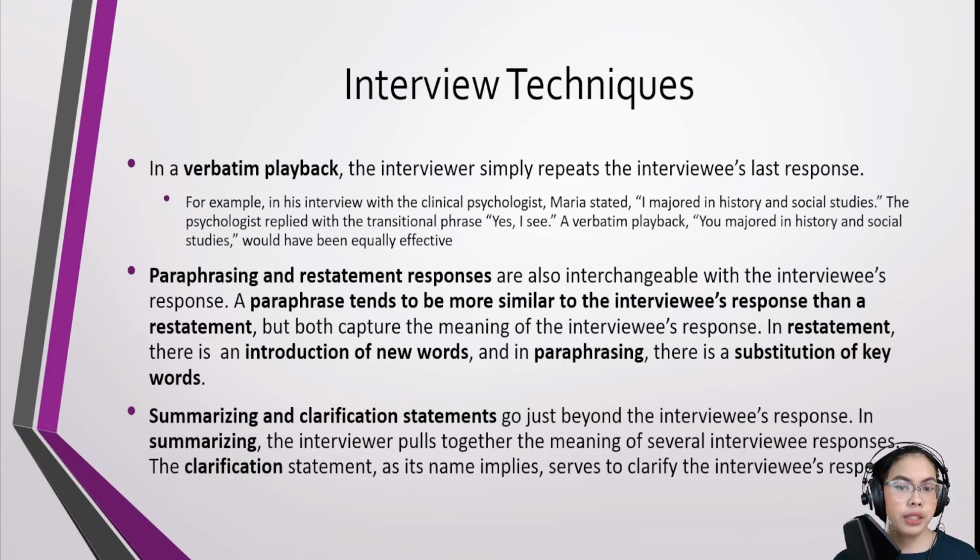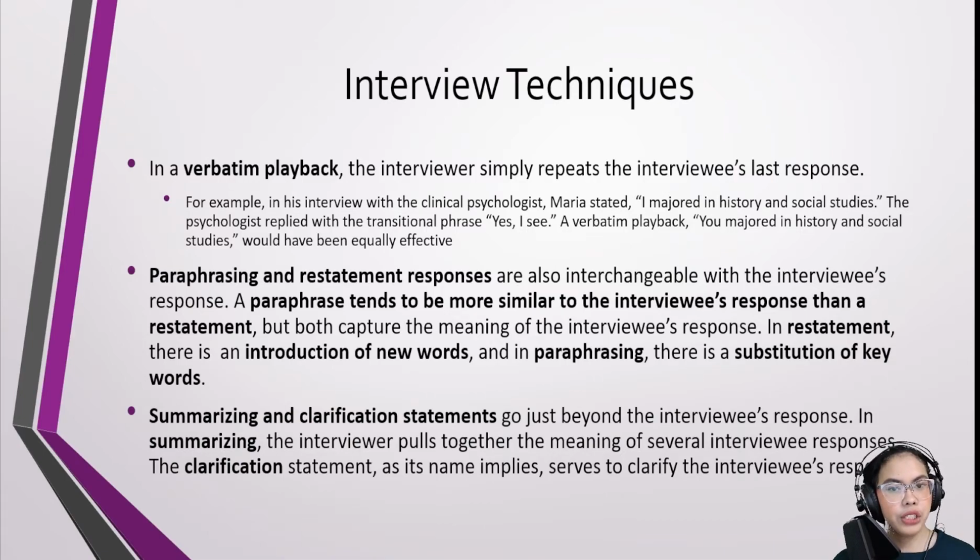This is where the interviewer simply repeats the interviewee's last response. For example, in his interview with a clinical psychologist, Maria stated, "I majored in history and social studies." The psychologist replied, "Yes, I see." It's a verbatim playback when you also say word for word that you majored in history and social studies. It means that at least the interviewee is aware that the interviewer is really listening to what the client is saying.